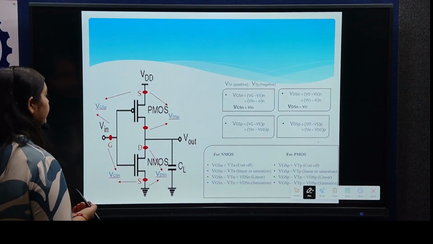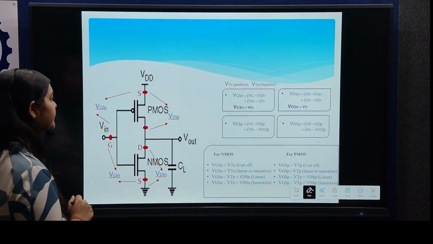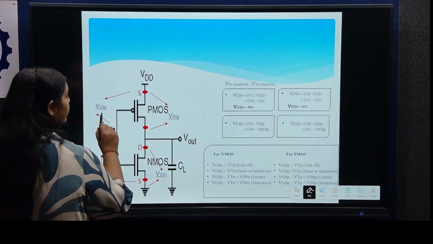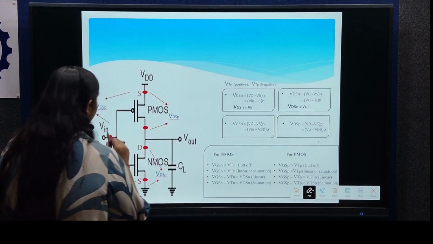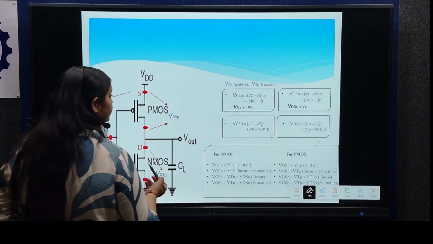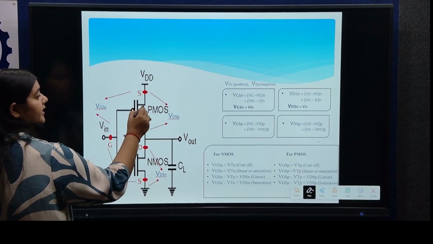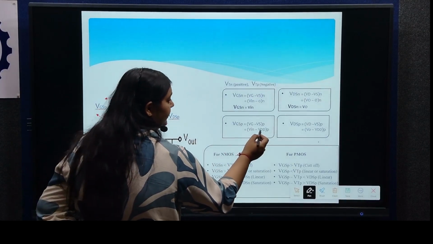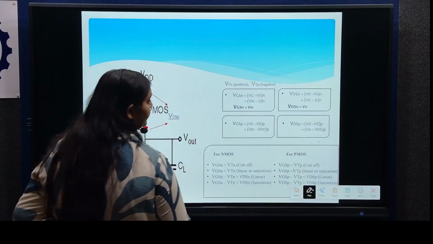Now similarly, for the PMOS transistor, we have VGSP and VDSP. So VGSP means VG minus VS of P. So what is VG? VG is the input voltage, so we can put Vin in place of VG. And what is VS? Here VS is not grounded. Here VS is VDD, so we can put VDD in place of VS. So VGSP is Vin minus VDD.